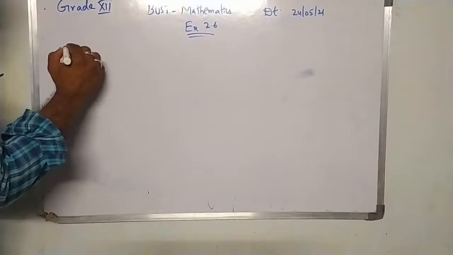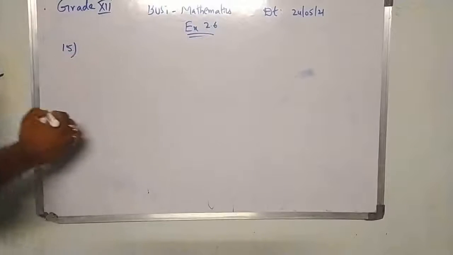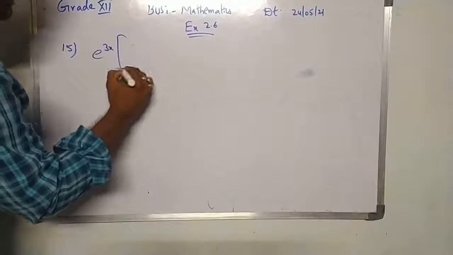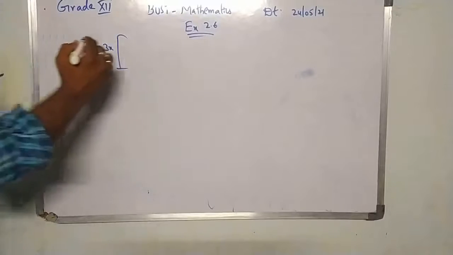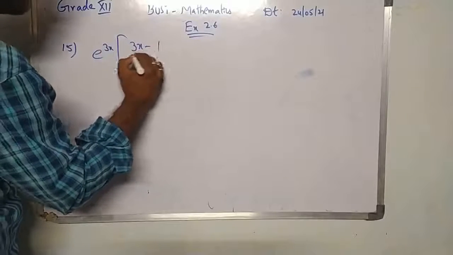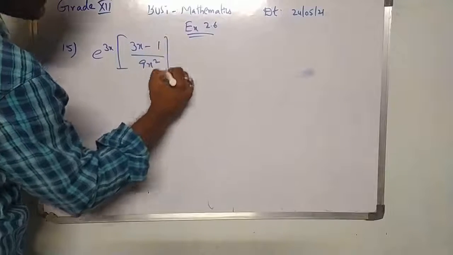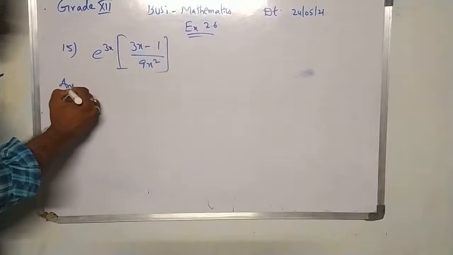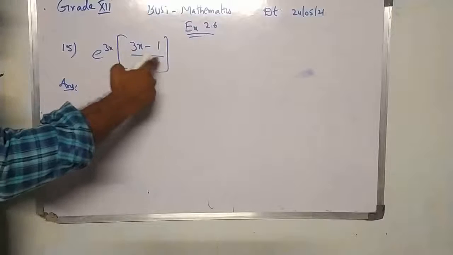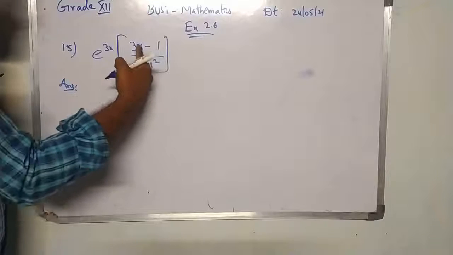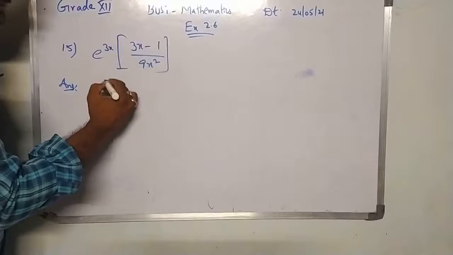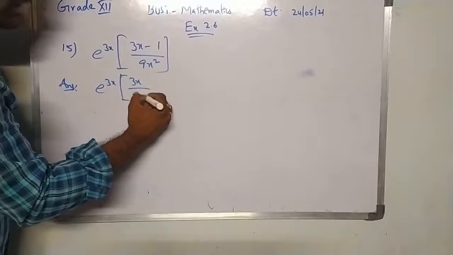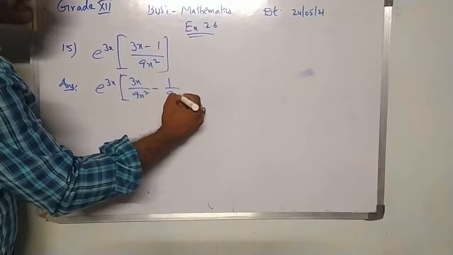The first question, 15th exercise question. The question is e power 3x into (3x minus 1) by 9x square. How to do this here? Answer. So this is an individual denominator, right? We can split up these two denominators. Means e power 3x can be written as 3x by 9x square minus 1 by 9x square.